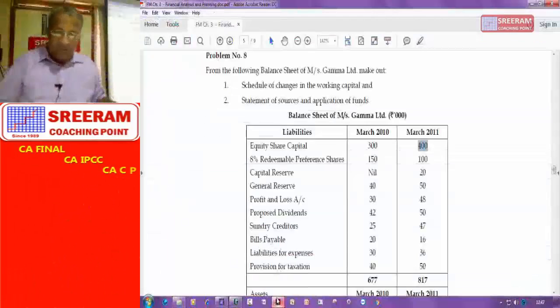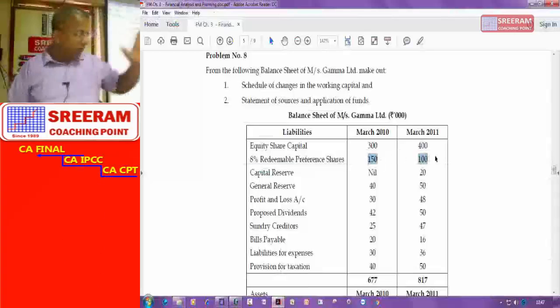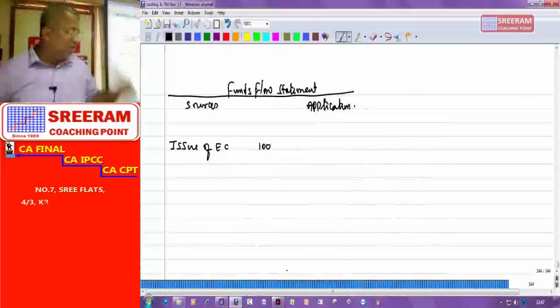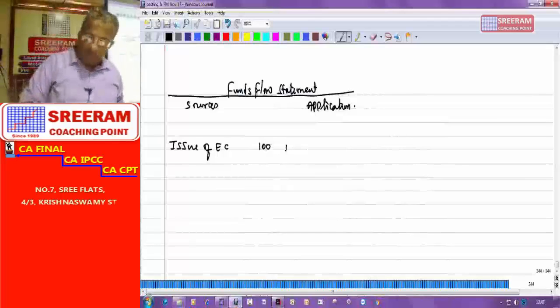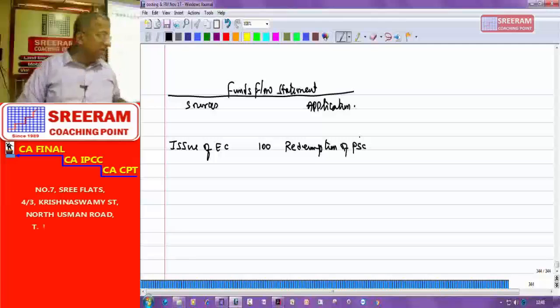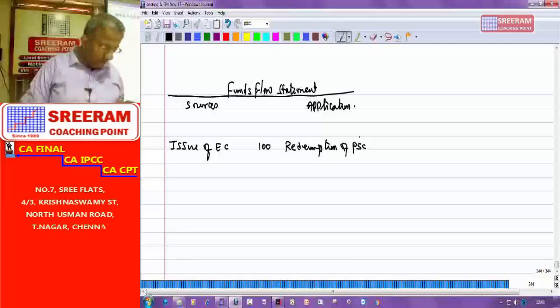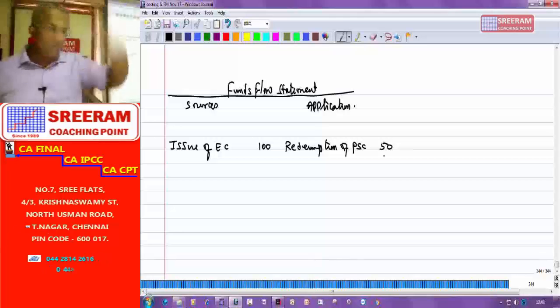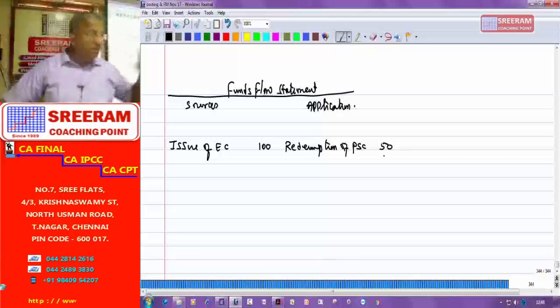Next item, 8% redeemable preference shares. Opening and closing, there is a fall in the value of preference share capital. So, what should we understand when there is a fall in capital? Already we have made a discussion. So, redemption of preference shares. Where will it appear? On the application side, 50. Two items dealt.